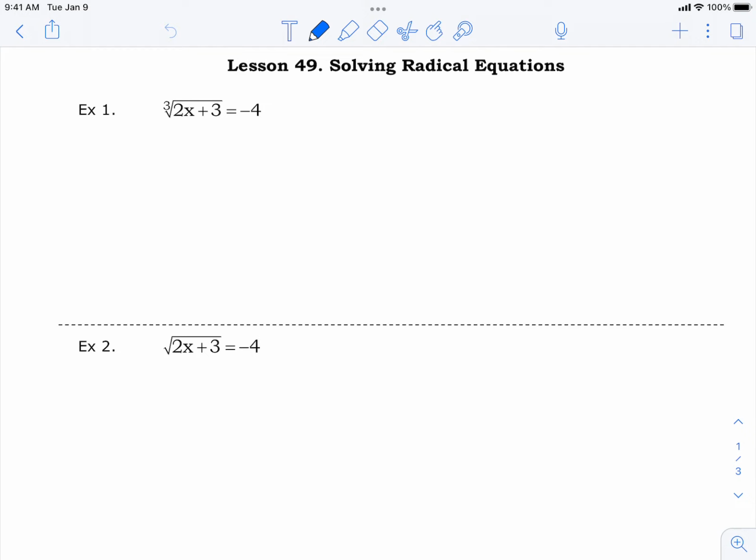Welcome to lesson 49. Today we're going to focus on situations where the x that we're solving for, the variable that we want to solve for, is inside of a radical. We call these radical equations because x is inside of a radical. So the first question, of course, is how do you get it out of the radical?